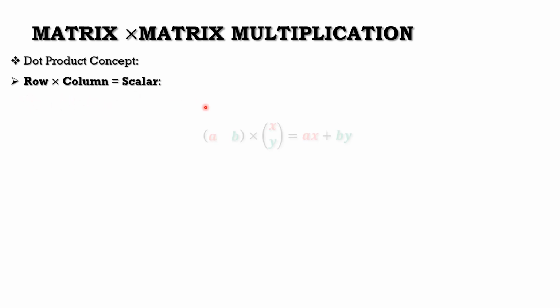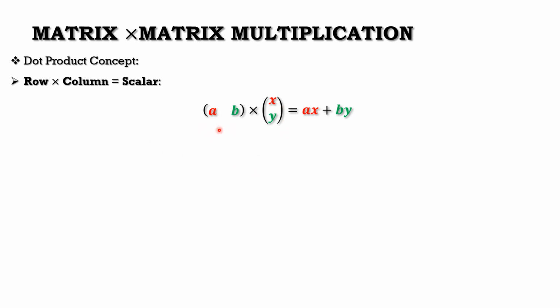So now let's come to the most confusing aspect of matrix multiplication, which is matrix by matrix multiplication. Before we can understand this concept easily without any stress, we need to learn what is meant by the dot product concept. The dot product concept deals with a row multiplying a column. And when a row multiplies a column, the result is a scalar.